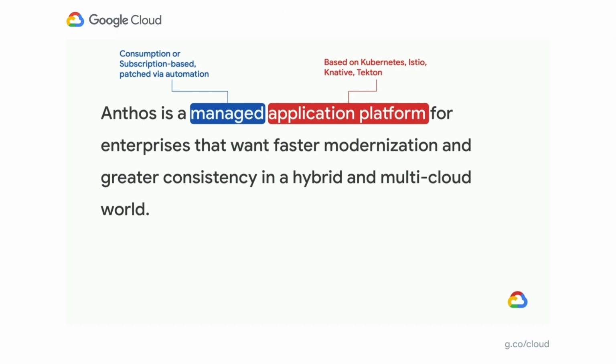So next, what do we mean by application platform? In this sense, an application platform provides something that can actually host the applications of your choice, be they container-based applications, or they can also be traditional applications. Our application platform is based on completely open source projects. For example, Kubernetes, Istio, Knative, Tekton, to name a few.